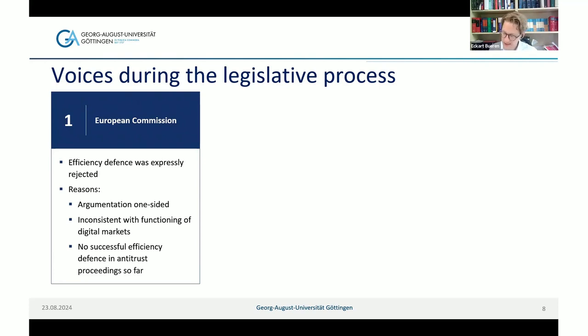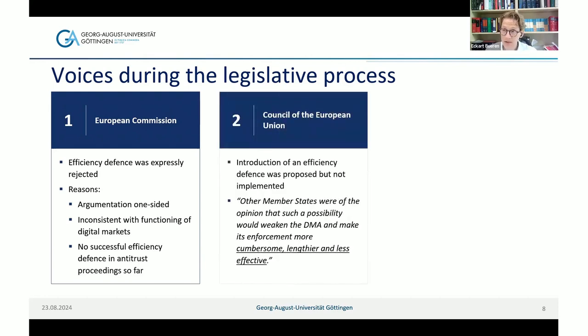And apart from that, no company in the European courts has been successful so far in arguing on efficiency. So we haven't had a successful efficiency defense, even in competition law so far. So the Commission said we don't have to make lots of fuss and lots of elaborate proceedings about that if it has no use in the end. The Council of the European Union, another organ that's active in the legislative process, there the issue was controversial.